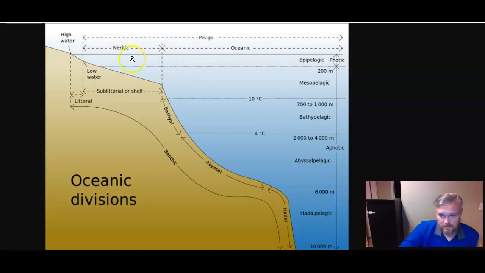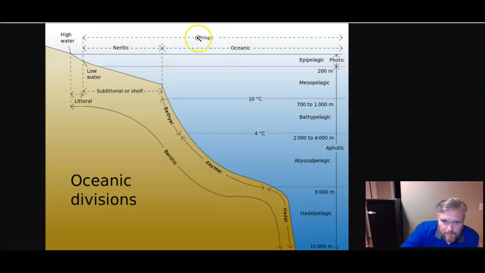But there's a couple things to note. This solid line right here is going to be the surface of the ocean. So we have a horizontal division, and then we have a vertical division of the ocean. And there's a couple things that you need to note.